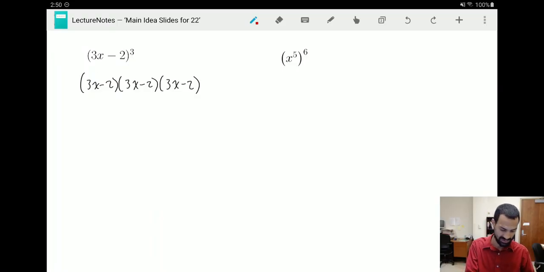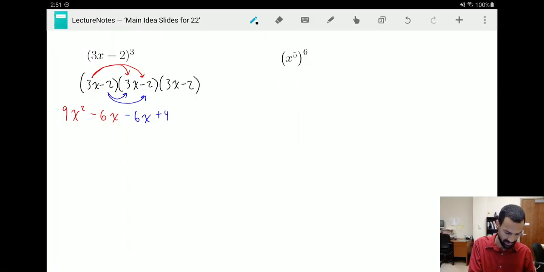So what we're going to do is start off by just multiplying these two together, see what we get, and we'll multiply that times this one. Okay, so 3x times 3x is 9x squared. 3x times negative 2 is negative 6x. Negative 2 times 3x is negative 6x. Negative 2 times negative 2 is positive 4. Okay, all of that was the first two parentheses, and this 3x minus 2, I'm just going to bring that down because I didn't do anything with it yet.